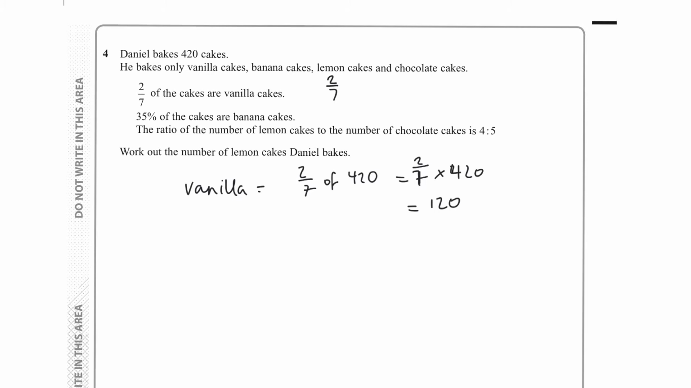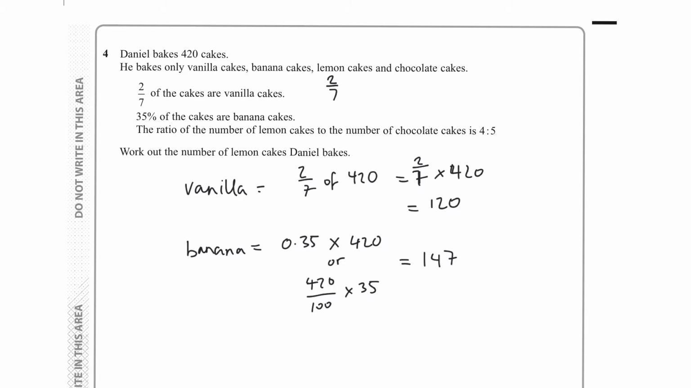It says banana is 35%. So to work out the amount of banana, you want to work out 35% of 420, which you could put into your calculator as 0.35 times 420, or you can do the whole 420 divided by 100 times 35. And that should give you 147 of banana.